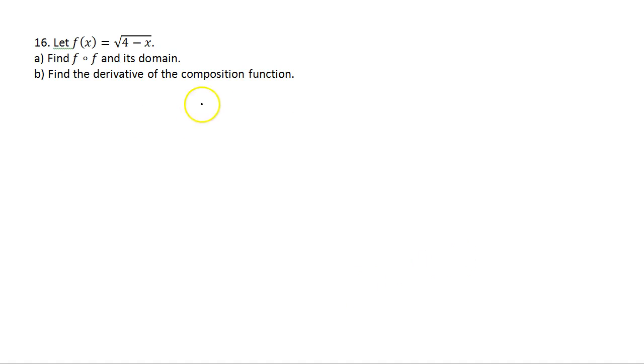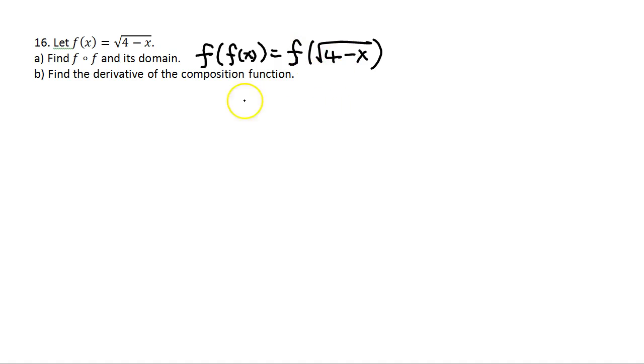Okay, what is f composed with f? And we have to find its domain. F composed with f simply means you're inserting f of x into the function f. It's a function composition. And because this f of x is square root of 4 minus x, this is what you're trying to get at. Now, what is f of square root of 4 minus x?